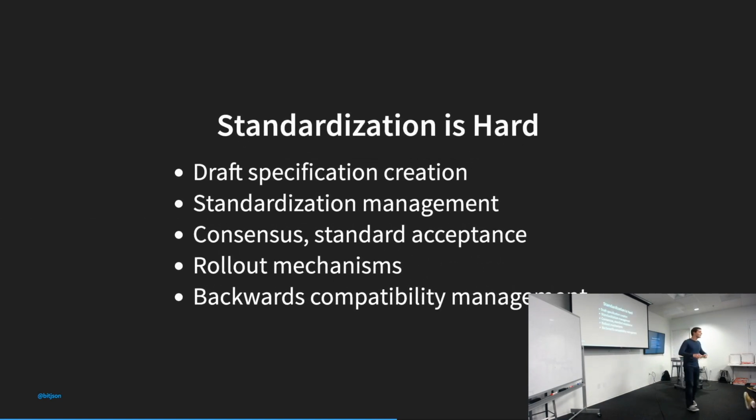If we were going to create our own scripting language that allowed us to do this authentication, it would take us quite a while, right? We'd have to do draft specification creation, standardization management, probably set up a foundation and have a bunch of meetings. Eventually we get some consensus and some standards acceptance. A bunch of people will exchange emails for like 4 years, and then eventually they'll have some rollout plan. It'll get delayed a couple more years. Then when it gets out, you've got to deal with backwards compatibility, right?